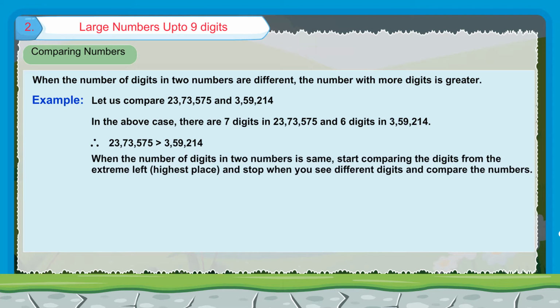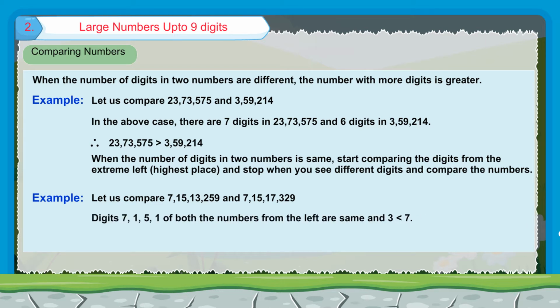3,59,214. When the number of digits in two numbers is the same, start comparing the digits from the extreme left, highest place, and stop when you see different digits and compare the numbers. Example, let us compare 7 crore 15 lakh 13,259 and 7 crore 15 lakh 17,329. Digits 7, 1, 5, 1 of both the numbers from the left are same and 3 is smaller than 7. Therefore, 7 crore 15 lakh 13,259 is smaller than 7 crore 15 lakh 17,329.